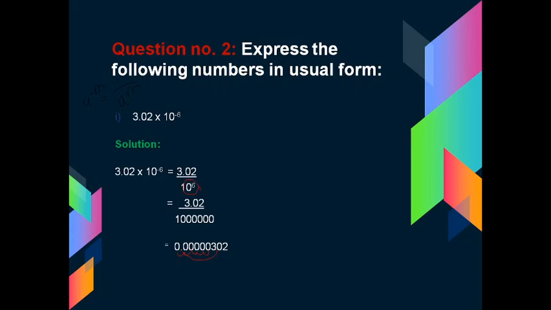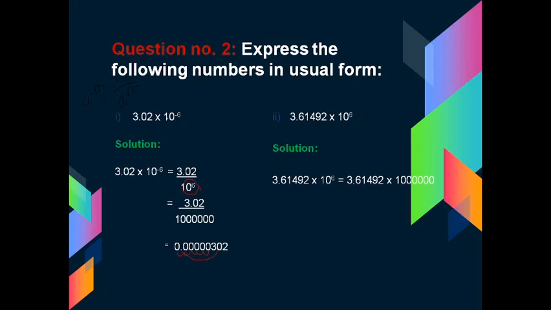Then the next question, question number 2, is 3.61492 into 10 raised to the power 6. So the solution will be, here the exponent is given positive, so we will solve it as 3.61492 into 10 raised to the power 6, which can be written as 3.61492 into 1000000. So 6 zeros we will place, it will be 10 lakh.